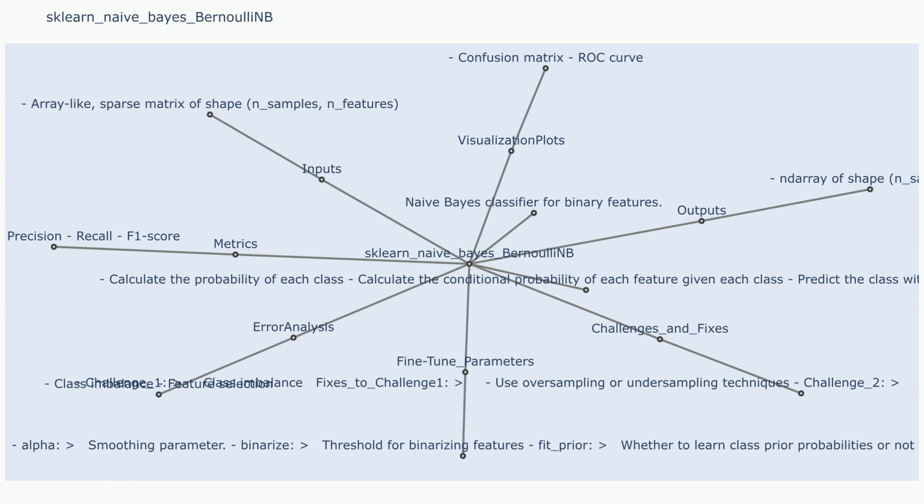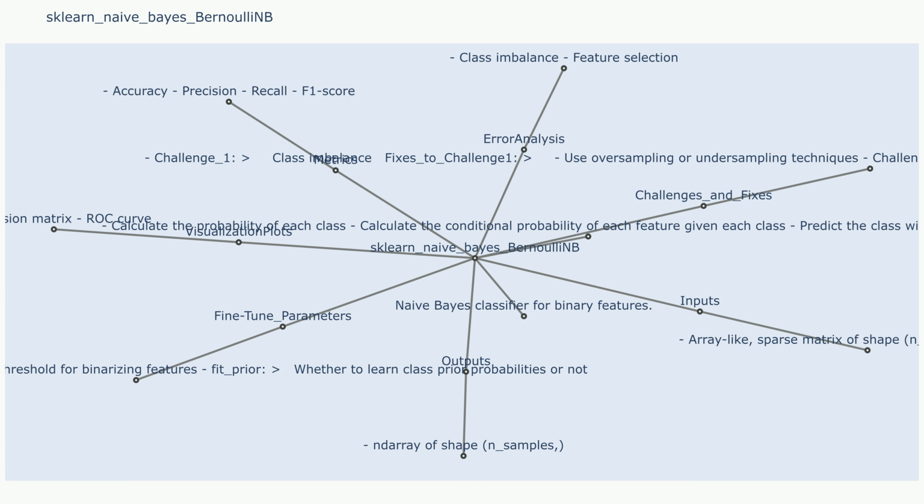Uncertainty methods. Confidence score: the probability of a data point belonging to its predicted class, calculated by the predict_proba method. Entropy: a measure of the uncertainty or randomness in the model's predictions, calculated as the negative sum of the probabilities of each class multiplied by their logarithms.